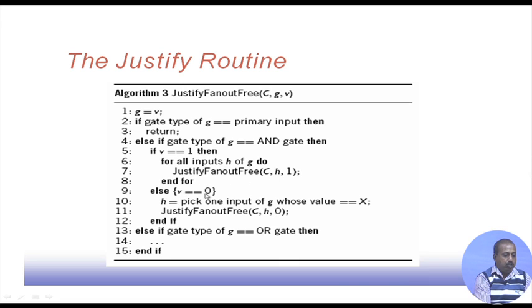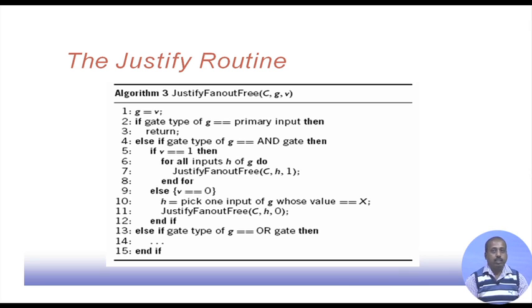Otherwise, if V is equal to 0, then we can take only one of the inputs and put it to 0. We pick up one input of G whose value is currently unknown, because we don't want to fall into any conflict, and try to put a 0 there. How can we put a 0 there? We can call this routine justify fan out free with C, H and 0. It will put a 0 value at that particular point, at the point H.